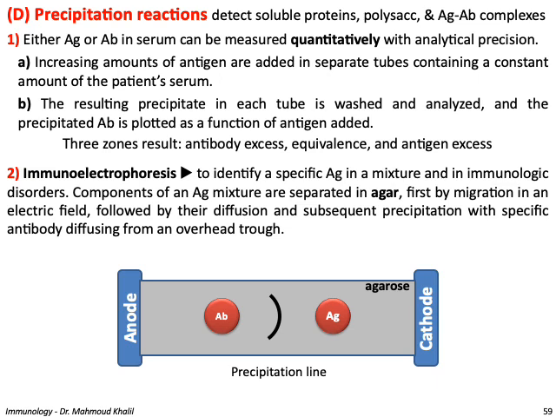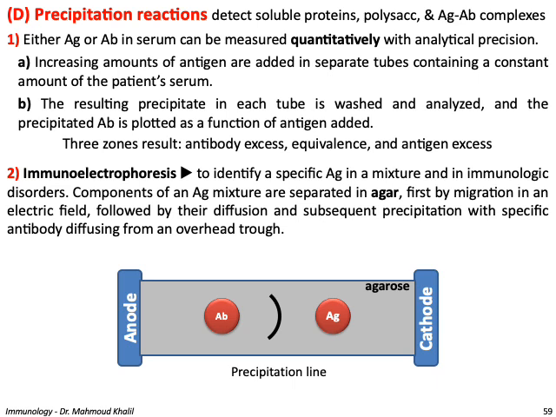Immunoelectrophoresis. It is used as a type of precipitation reaction as well. It's used to identify specific antigen in a mixture and in immunological disorders. Components of an antigen mixture are separated in agar, first by migration in an electric field, followed by their diffusion and subsequent precipitation with a specific antibody diffusing from an overhead trough.